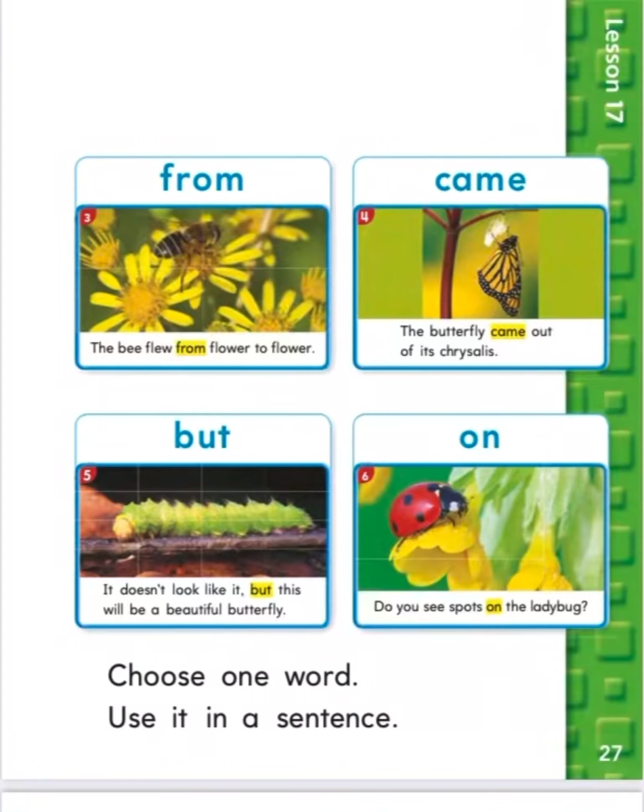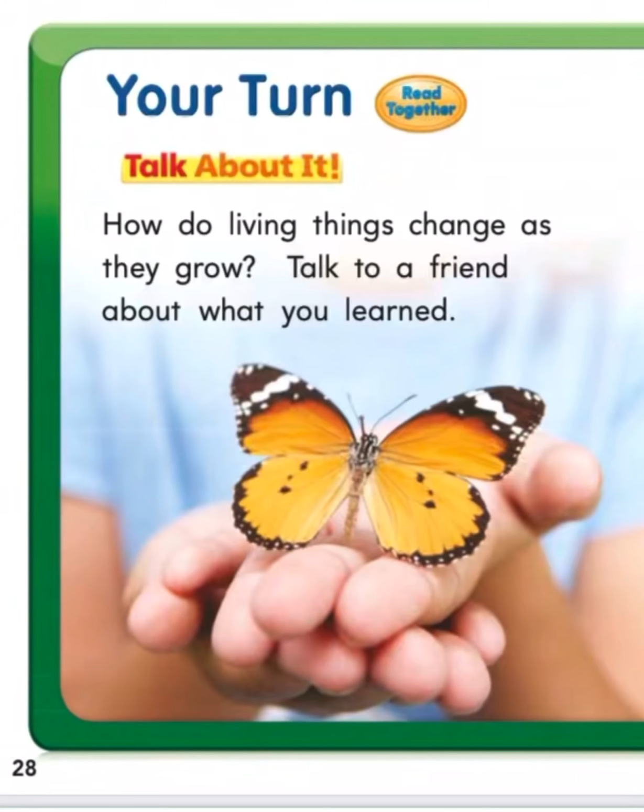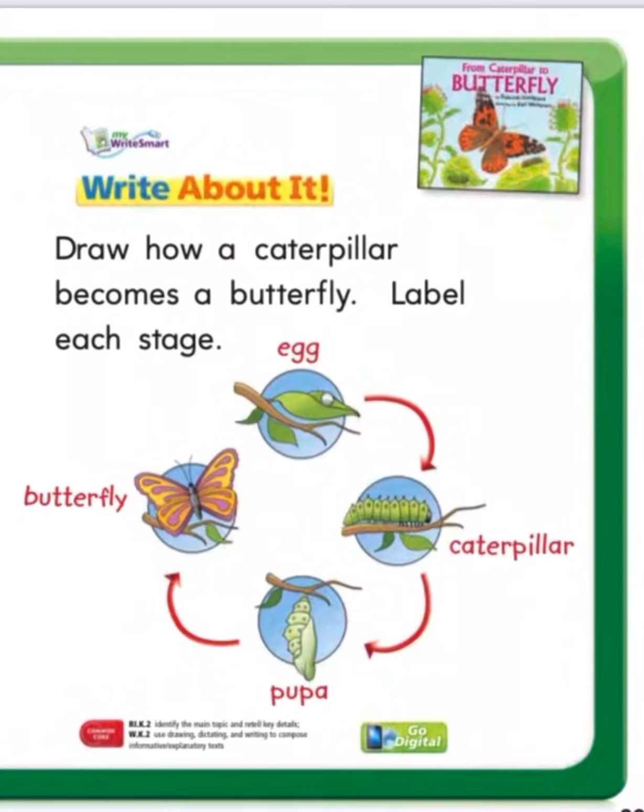Choose one word. Use it in a sentence. Your turn. Talk about it. How do living things change as they grow? Talk to a friend about what you learned. Write about it. Draw how a caterpillar becomes a butterfly. Label each stage. Egg, caterpillar, pupa, butterfly.